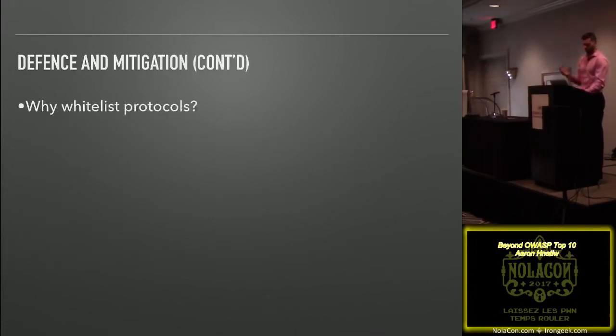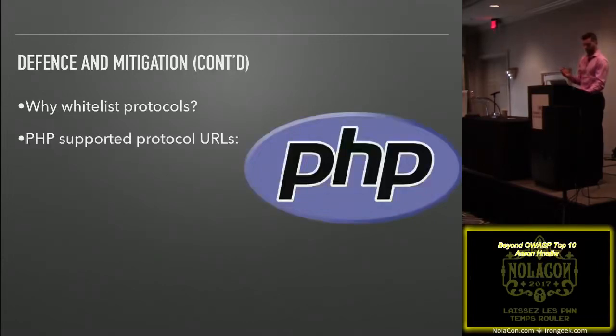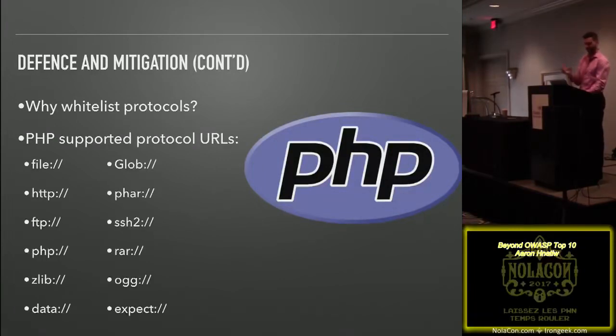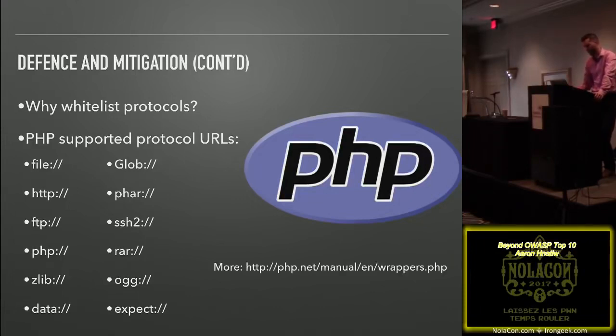And why would you want to whitelist protocols? Well, here's an example of the default ones that PHP comes with, and I'm picking on PHP a lot, but it's really easy. Here's some of the protocol URL wrappers that it comes with. As you can tell, there's some on here that you wouldn't expect at all, but it returns data through that protocol. So there's a few more, take a look at that URL. But essentially you're going to want to make sure that you whitelist this as much as possible.